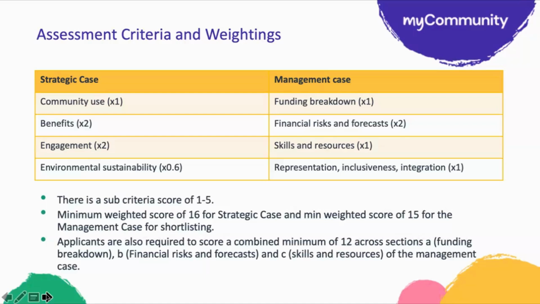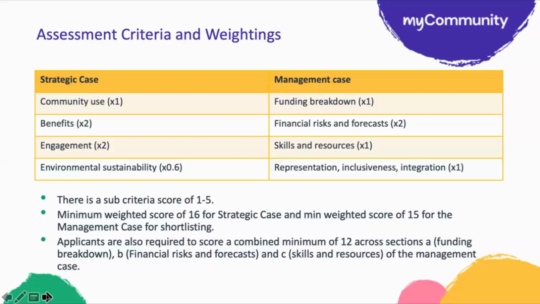So you can see that there are 4 elements of the strategic case, and I will go into a bit more detail about each of these in a moment. The first one is community use. The second one is benefits. The third one is engagement. And the fourth one is environmental sustainability.